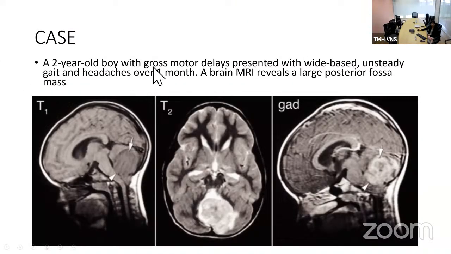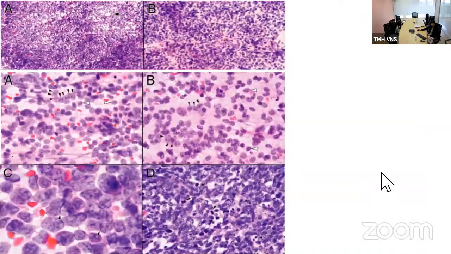Again, a 2-year-old boy with gross motor delay presented with unsteady gait, again a posterior fossa lesion, relatively well circumscribed, somewhat showing enhancement. Again, this is an embryonal tumor, which is very cellular, showing this salt and pepper appearance of the tumor. Some acinar arrangement is also there. And on histopath, we can see mitosis and this small round blue cell tumor. So this is an example of medulloblastoma.